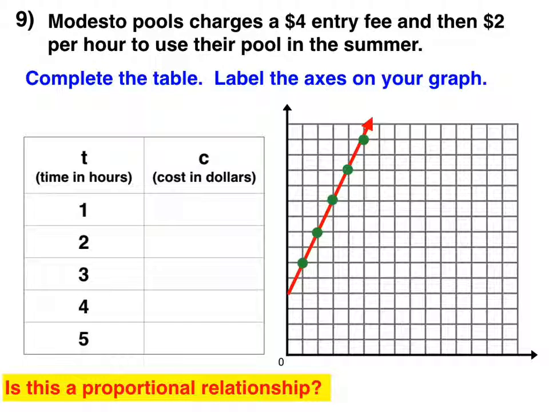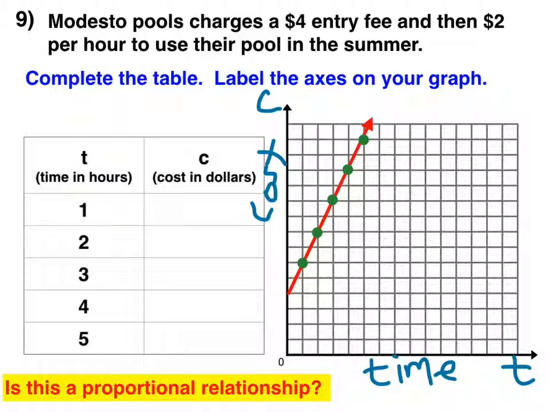Modesto Pools charges a $4 entry fee and then $2 per hour to use their pool. Let's label these axes. Which one's time, which one's cost? Time is X, so I'm going to put T down here for time. Cost is Y, so that's C for cost. The graph is not labeled with numbers because it's just going by ones. If it's not labeled sometimes, that just means it goes by 1.